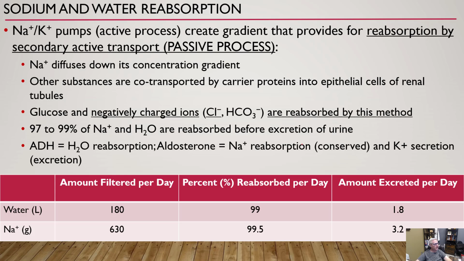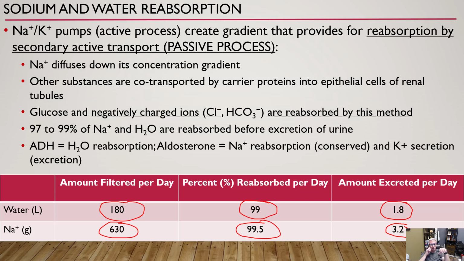So you can see that, if we look at water, we have 180 liters that are filtered, and 99% is reabsorbed, and that we pee out about 1.8 liters per day. And remember, it was like 0.6 to 2.5. So with our sodium, that's 630, 99.5% is reabsorbed. So we actually only pee out 3.2 milligrams of sodium per day.